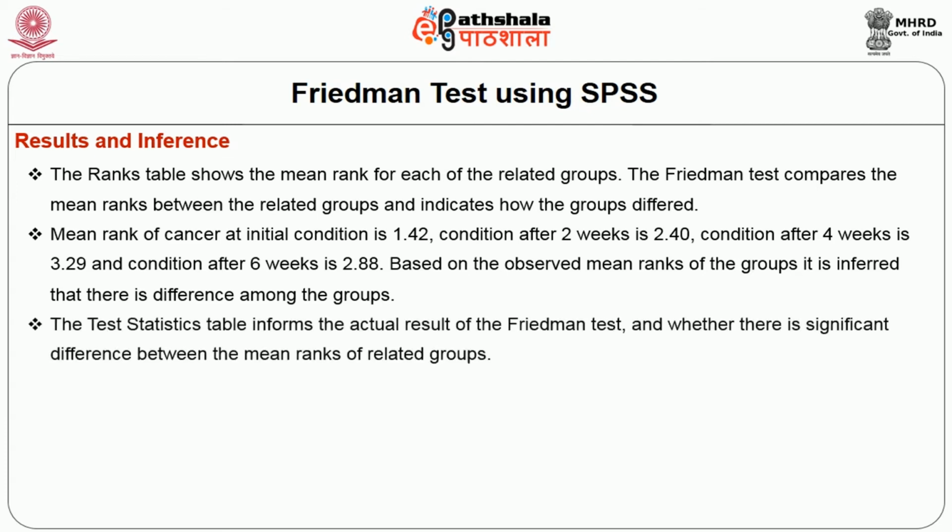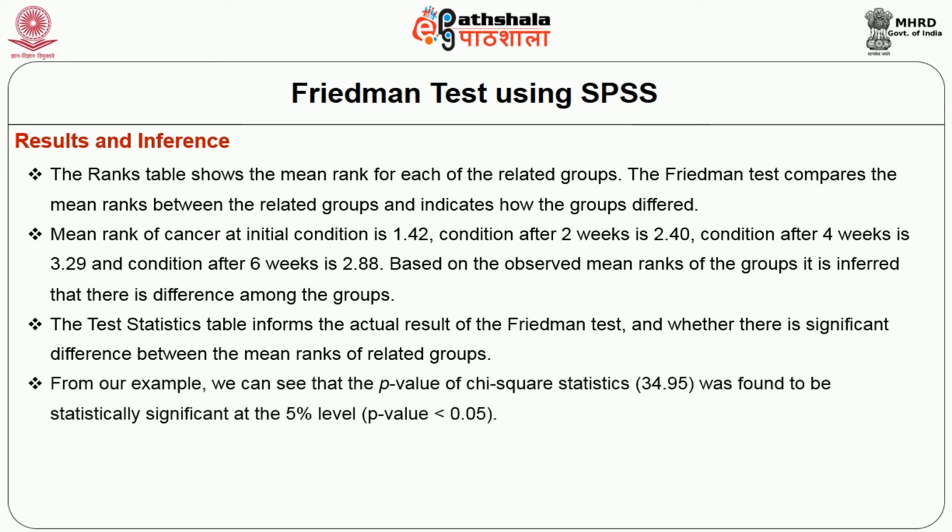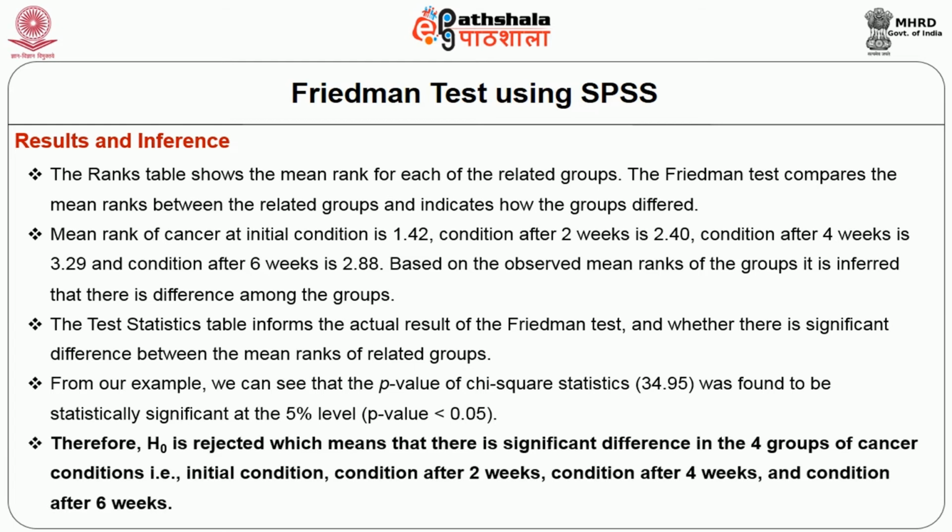The test statistics table informs the actual result of the Friedman test and whether there is significant difference between the mean rank of related groups. From our example, we can see that the p-value of the chi-square statistic was found to be statistically significant at the 5% level. Therefore, H0 is rejected, which means that there is significant difference in the 4 groups of cancer condition, that is initial, condition after 2 weeks, after 4 weeks and after 6 weeks.